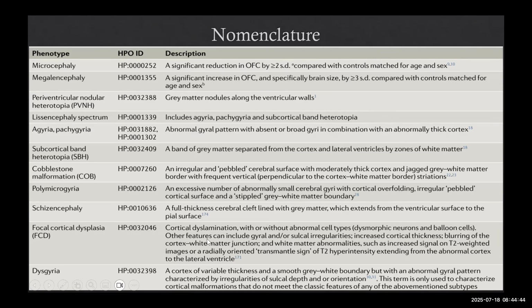Focal cortical dysplasia: this means cortical dyslamination with or without abnormal cell types. Other features can include gyral and sulcal irregularities, increased cortical thickness, blurring of the cortex-white matter junction, and white matter abnormalities. These are all MRI findings. And the last one is dysgyria: a cortex of variable thickness and smooth gray-white boundary, but with abnormal gyral pattern characterized by irregularities of the sulcal depth or orientation.